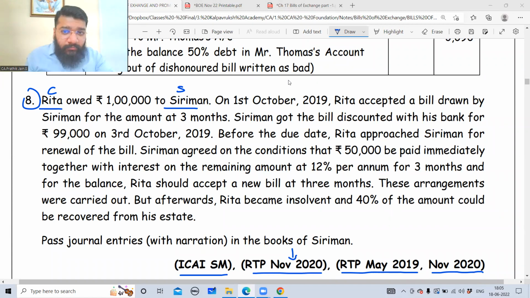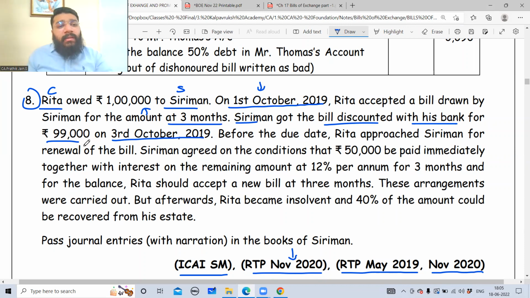Yes, sir. Okay. On 1st October 2019, Rita accepted a bill drawn by Siri for this amount at 3 months. So the term period is 3 months, and the acceptance is happening on 1st October 2019. Siri got the bill discounted with his bank for 99,000 rupees on 3rd October 2019.